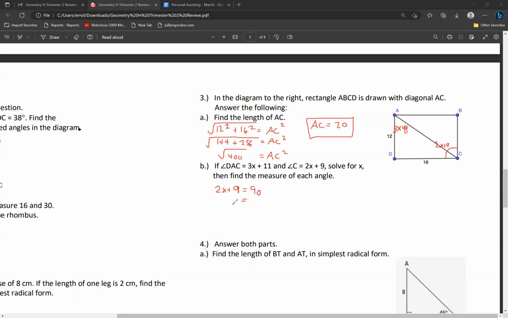Subtract 9 on both sides. And 2x equals 81. Okay, so divide both sides by 2. So you get x equals 81 over 2. Okay, now what?